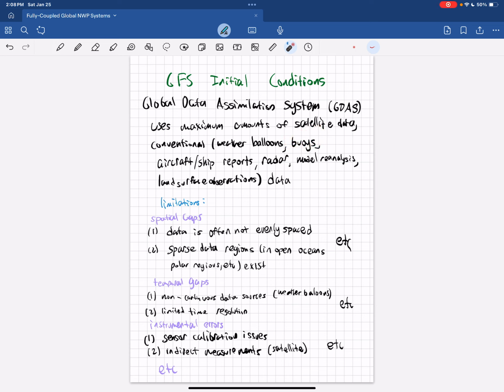But of course, there are also issues with turbulence, so very small resolution data that is not very uniform, which the data assimilation may not be as accurate for. There are also temporal gaps, so non-continuous data sources like weather balloons are not sent up constantly, they're sent up at a little bit random times. And the 4D-Var, it's called 4D because it's 3D plus time.